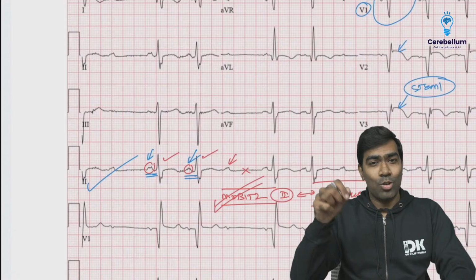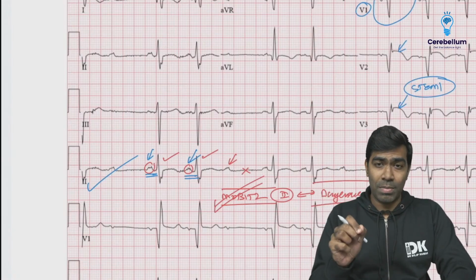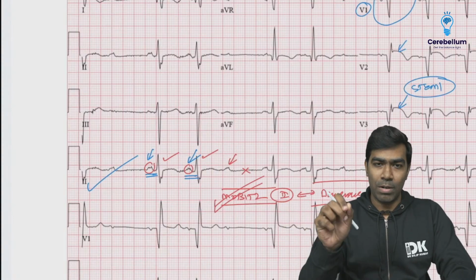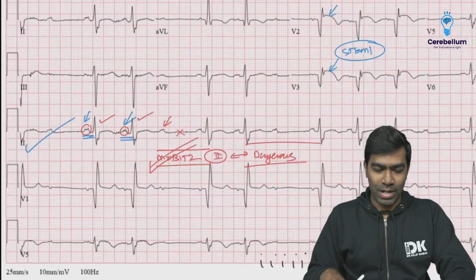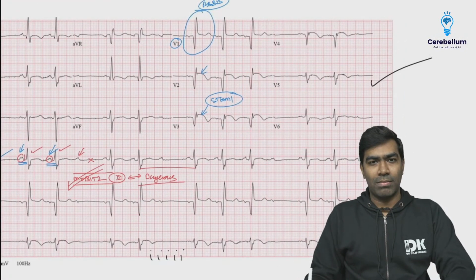So the final diagnosis in this case is not just Mobitz 2. This is an acute anterior STEMI due to LAD occlusion, causing a right bundle branch block and at the same time causing a Mobitz type 2 block also. That's the final diagnosis of this ECG. So be very clear about that. That's it. It's done.